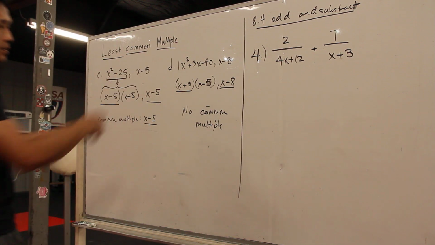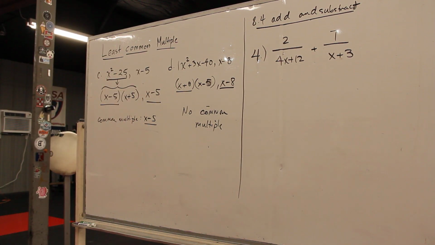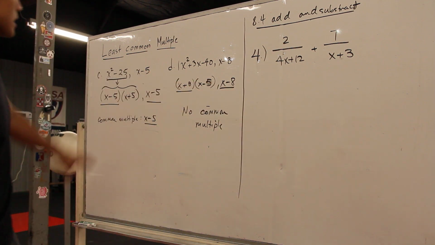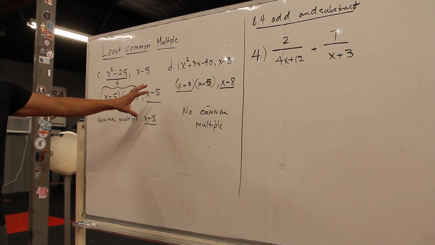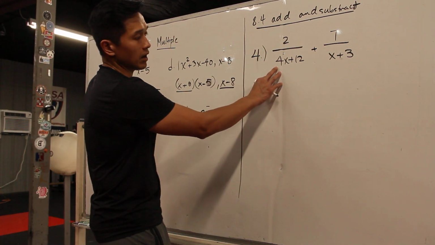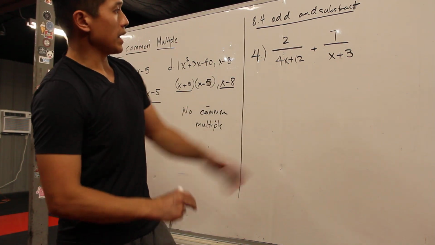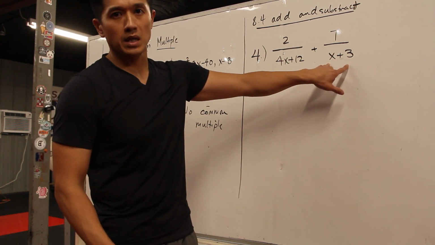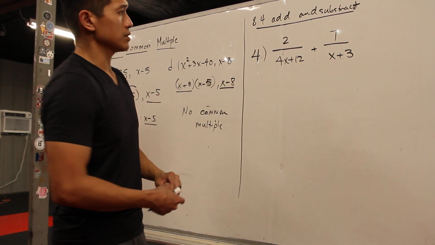And that's it for that part of the notes. Okay? Now, the most important part is the add and subtract. The add and subtract does not care about the least common multiple in this situation. But it does pop up now here, because I'm looking at my denominator and it says 4x plus 12, but I have an x plus 3. So I got to find a least common multiple.